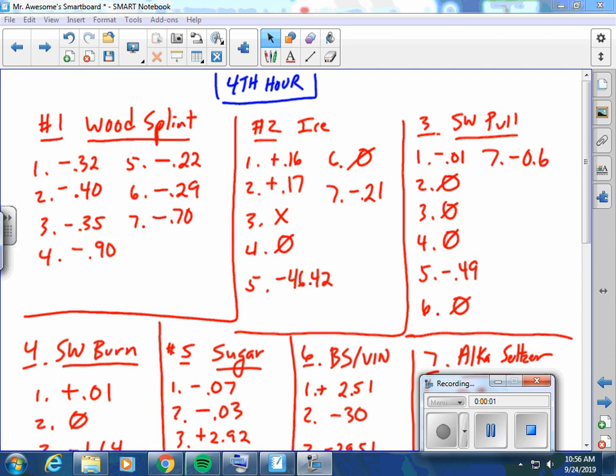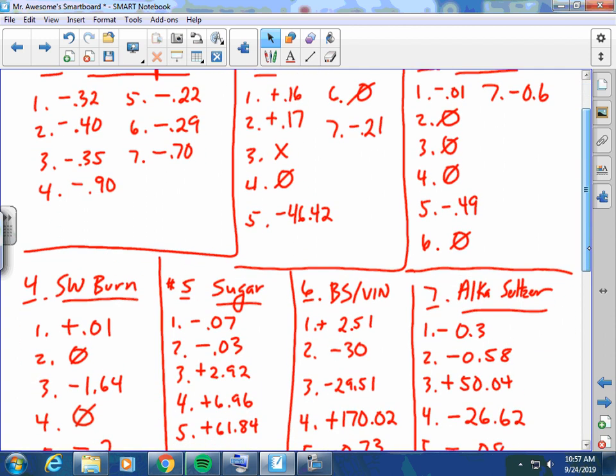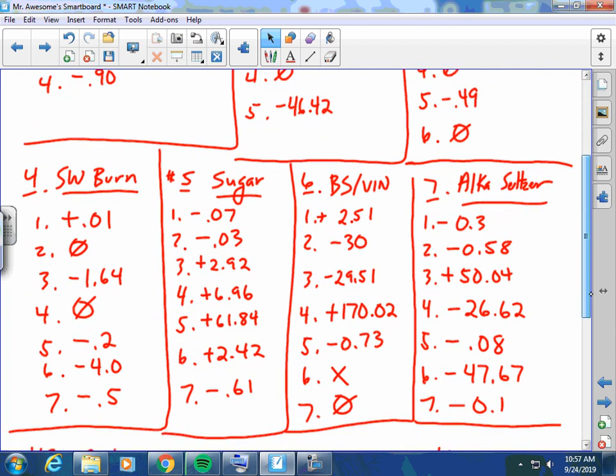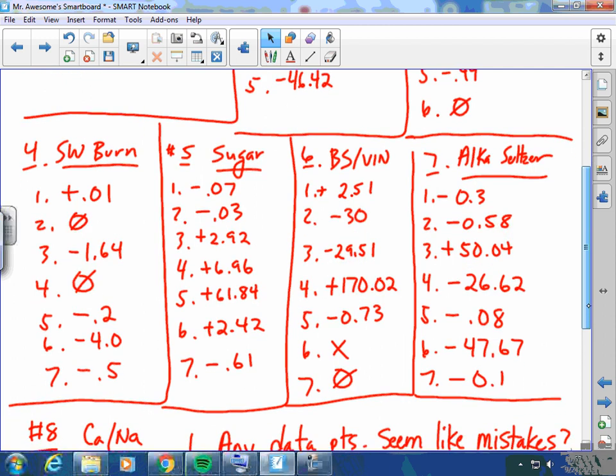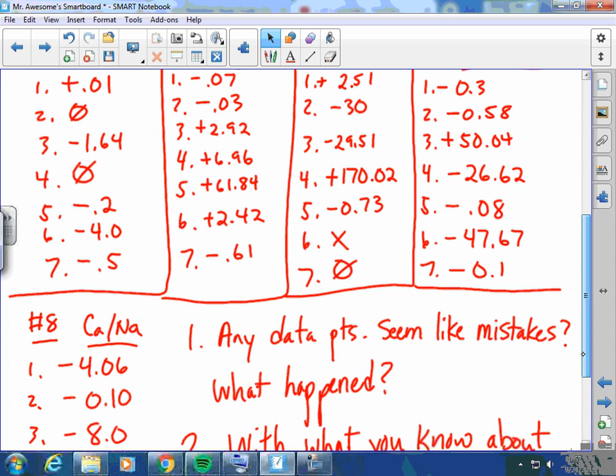All right, so here we are on September 24th, and we have 4th hours data up on the smart board. Here's the data we can see for the first 3 groups. And then we have the next 4 stations, some different data here to copy down if you need to copy it down. If you've already copied it down, good.